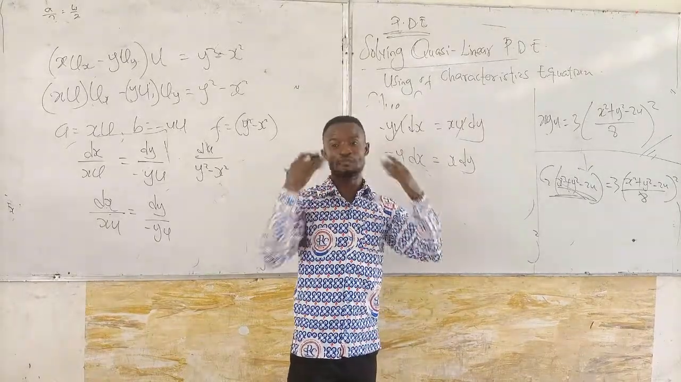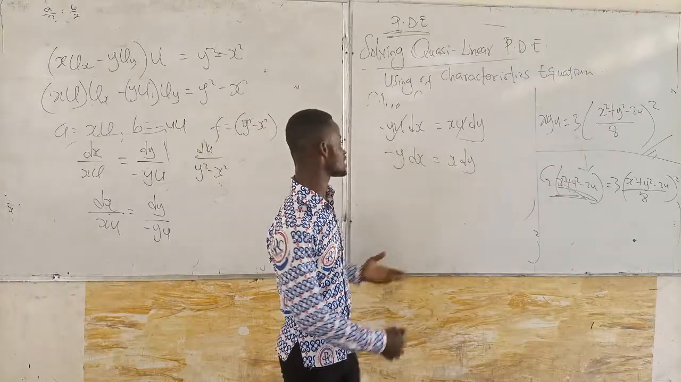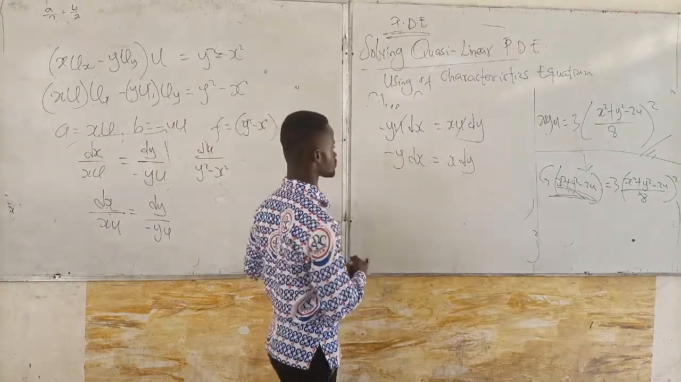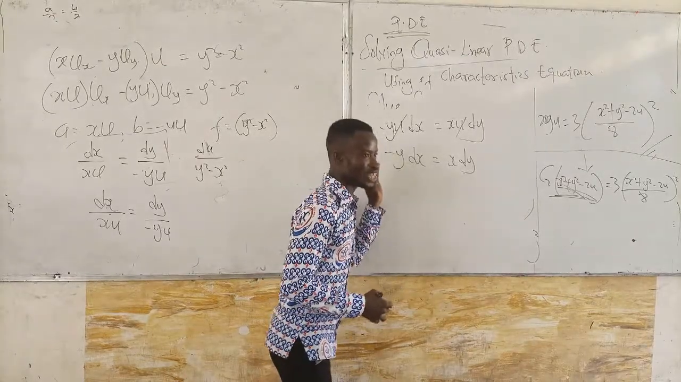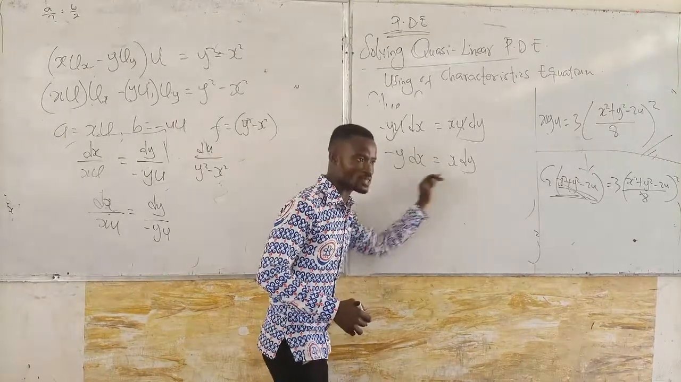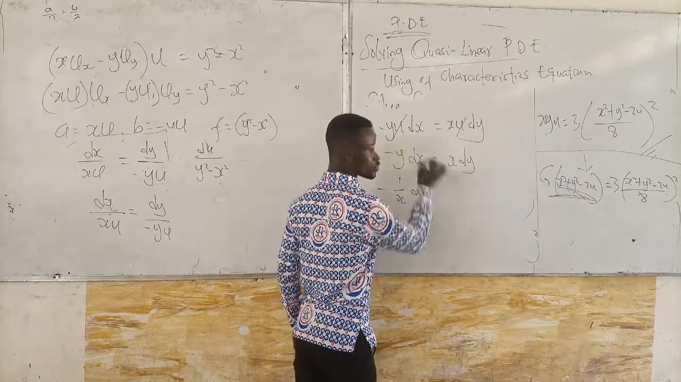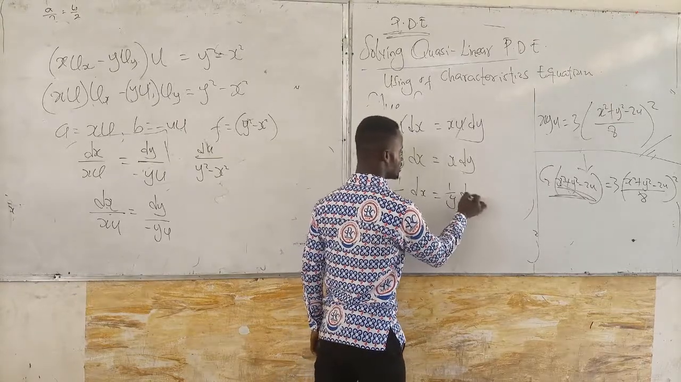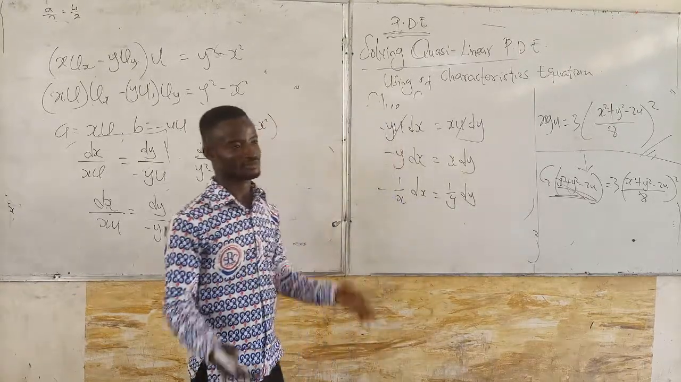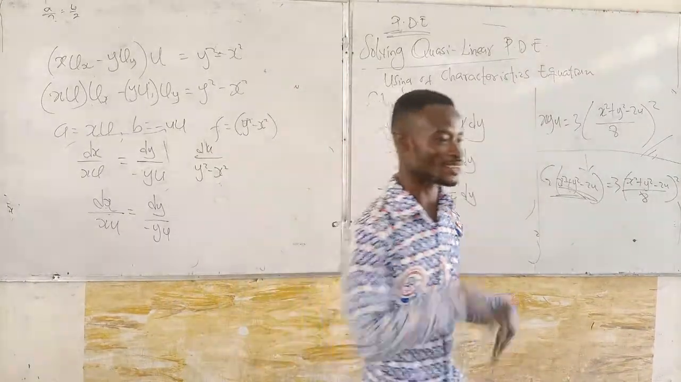If you have the concept of the multiplication equation, you can clearly see that, because you just take the inverse of both sides. So here will be 1 over x dx. You see that? Inverse of both sides. Then here will be 1 over y dy.